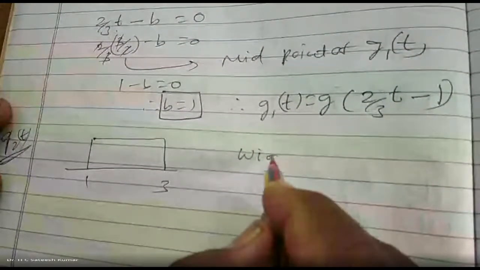G2 of t is ranging from 1 to 3. Okay. Next. Same method. Width of G of t is 2. Width of G2 of t, 1 to 3, is 2. Therefore, A is equal to 1, scaling divided by 2. Next, midpoint.